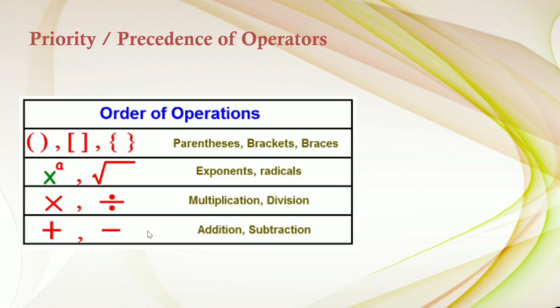This is the precedence, or priority, of operators. In the order of operations, parentheses, brackets and braces have the highest priority among all operators used in the expression. Exponent and radical are the next highest, then multiplication and division, and addition and subtraction have the lowest among all these operations.